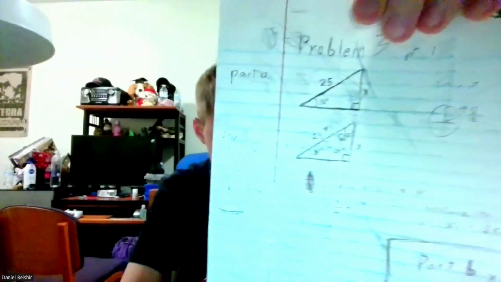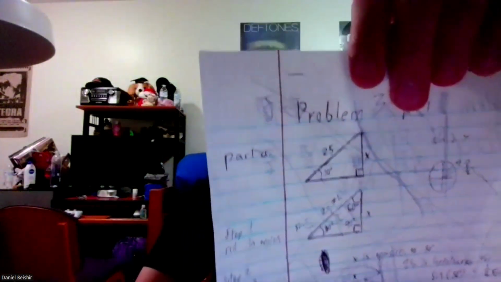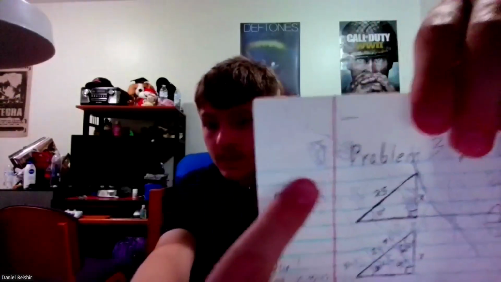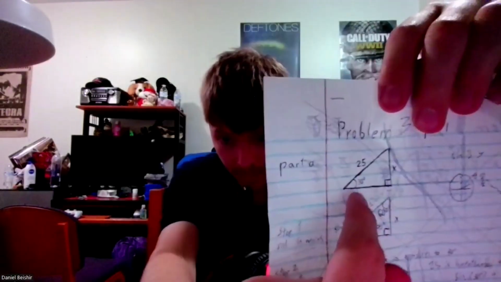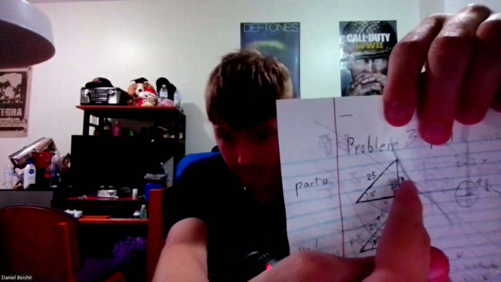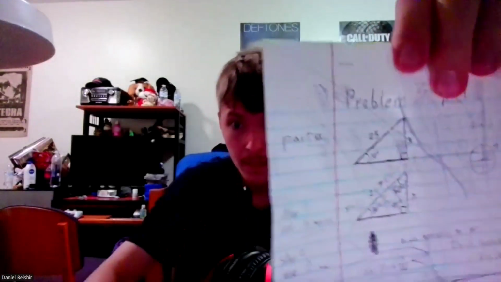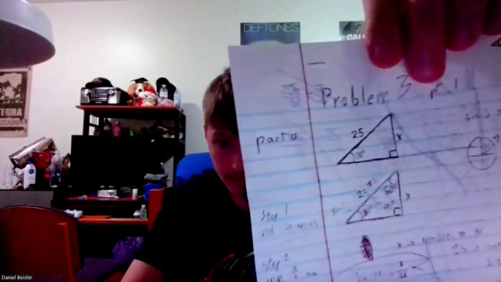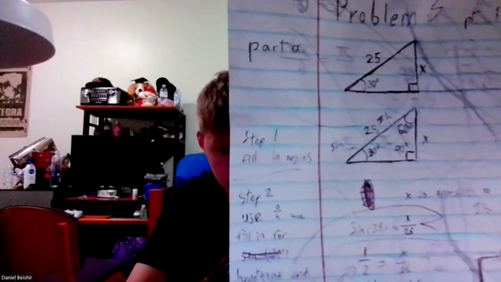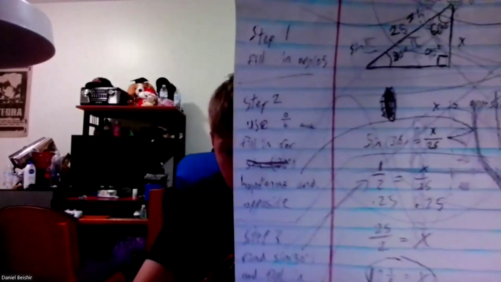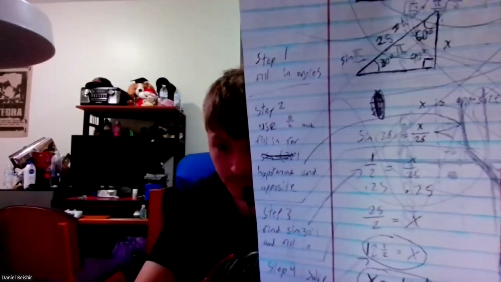Next, since we have 25 and we know 25 is the hypotenuse because it's opposite from the 90, the right angle, and we want to find x, so we set x to the opposite of 30. And since sine equals opposite divided by hypotenuse, we can write down sine 30 degrees is equal to x over 25.